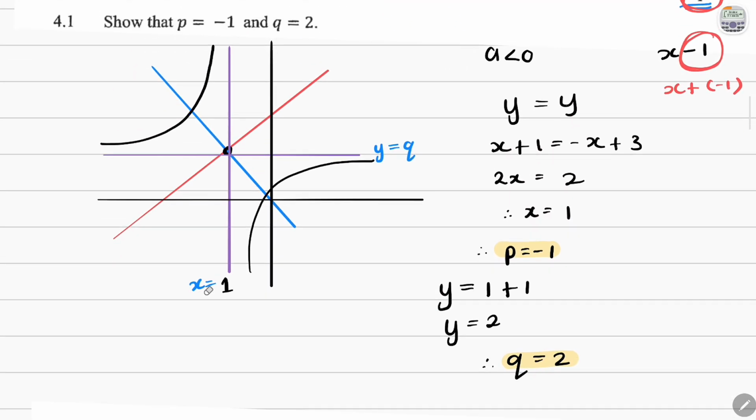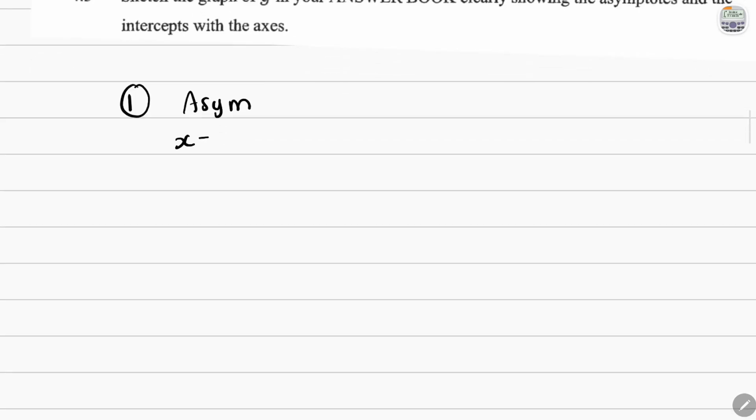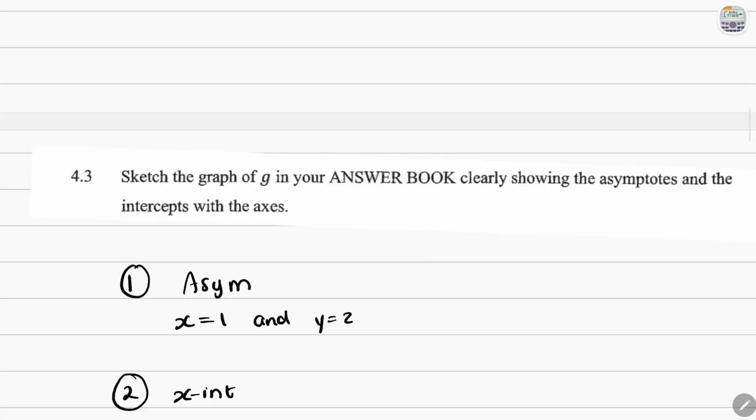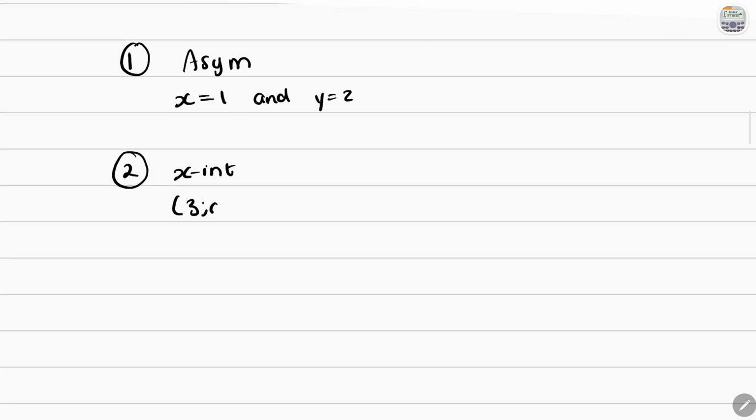We know that x is equal to 1, and then y is equal to 2. So that's the vertical, that's the horizontal. So we know these now. X equals 1 and y equals 2. The second thing you need to put down are your intercepts with the axes. So you need to put down your x-intercept, which we have. It's 3. So as a coordinate, this is 3 and 0.